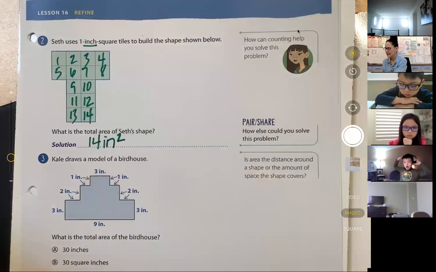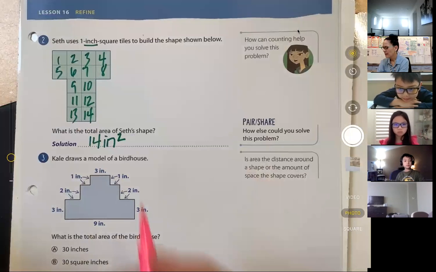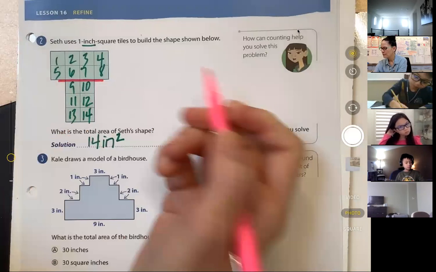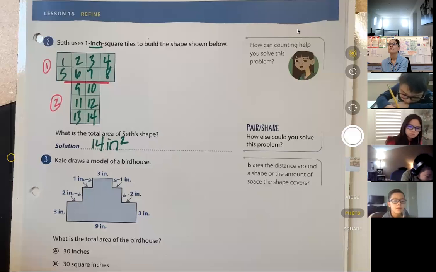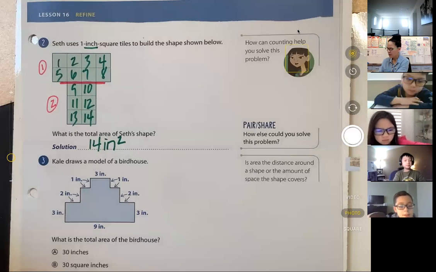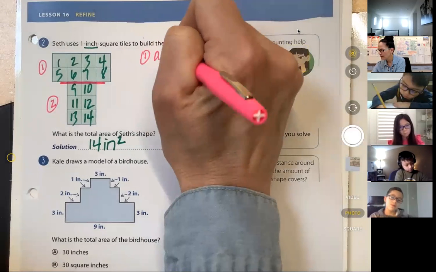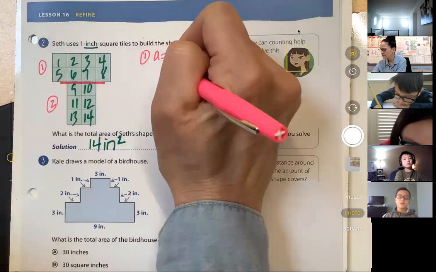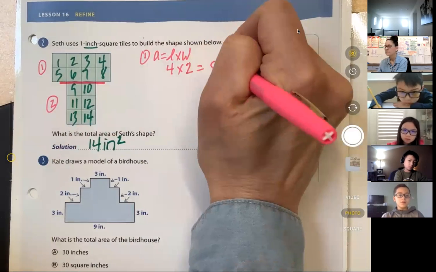Another way I could do this is I could make this shape a combined shape, and I could split it. So maybe I want to split it right here. And this is going to be section 1, and this is going to be section 2. Okay? So in section 1, if I say area equals length times the width, I'm showing a length of 4. I'm showing a width of 2. And that, of course, is 8.